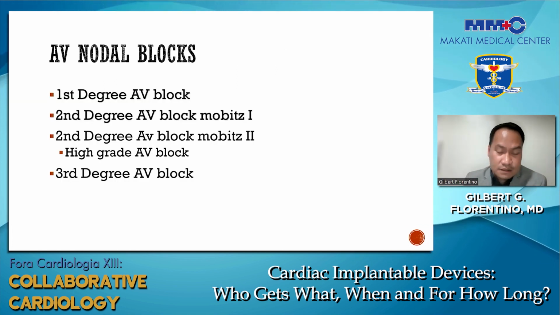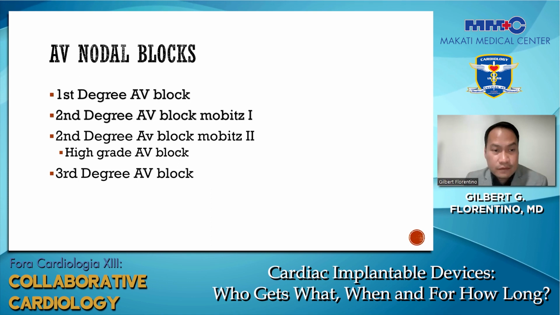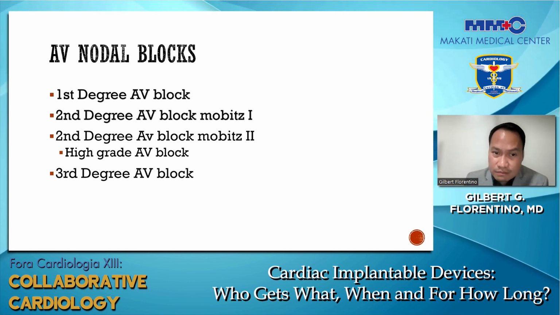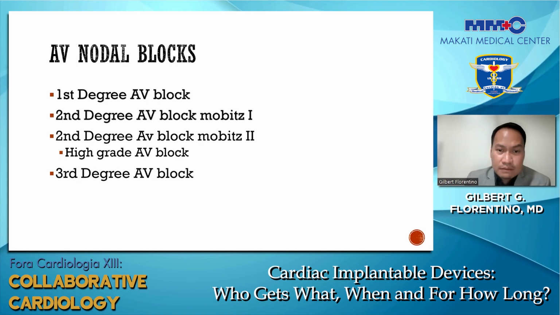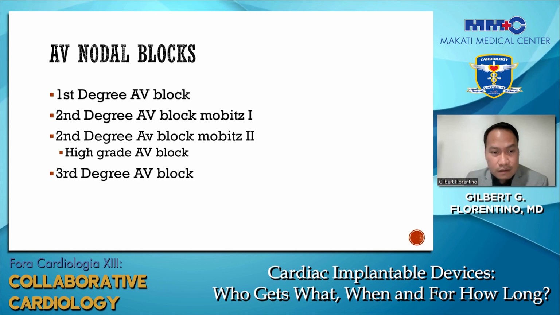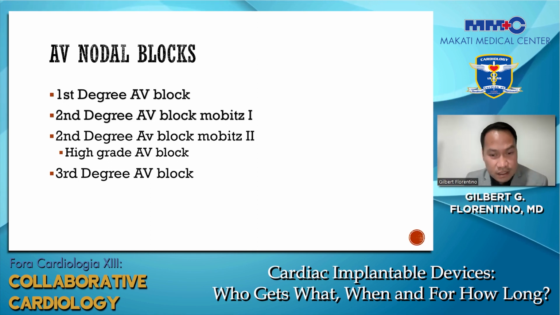How about AV blocks? Under AV block, we have first degree AV block, with a prolonged PR interval. We have second degree AV block type 1, a prolonged PR interval followed by a dropped beat. You have second degree AV block type 2, a fixed PR interval followed by a dropped beat. And we have 2 to 1 AV block and high-grade AV block as well. And the last is the third degree AV block.